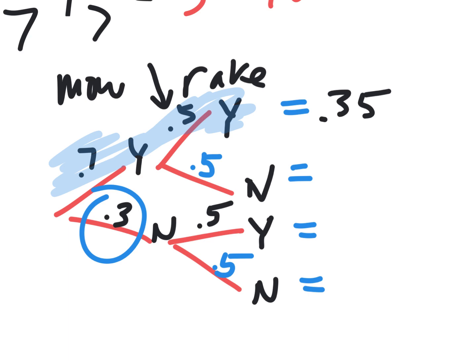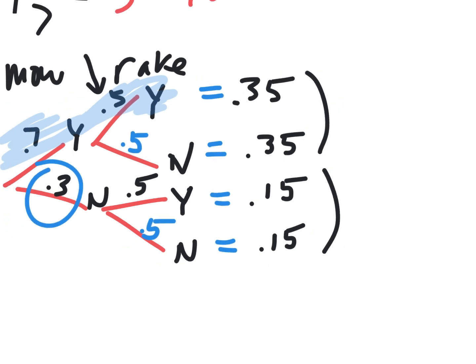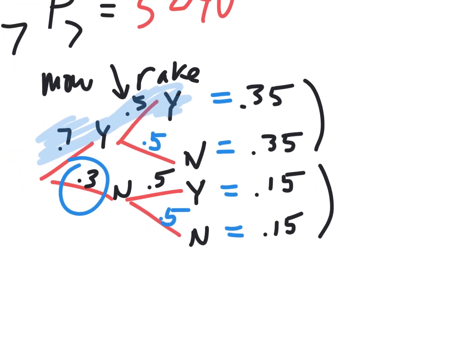Miss Chu, what did you get for the next one? Yep. And for the next one, Miss Reddy. Yep. And then the last one, can you do it? 0.15 again. So this adds up to 0.7 and then 0.3 adds up to 100%. Does that make sense?